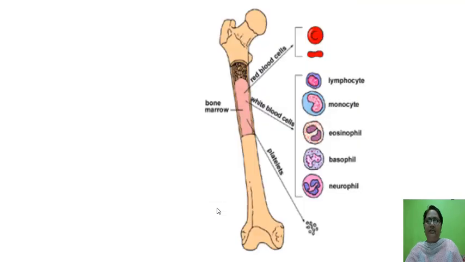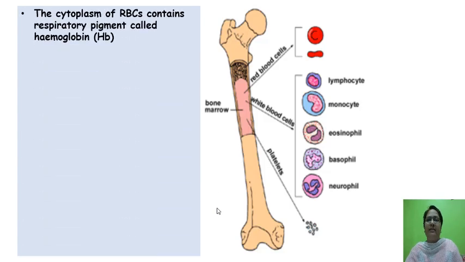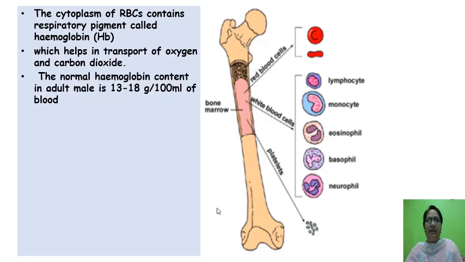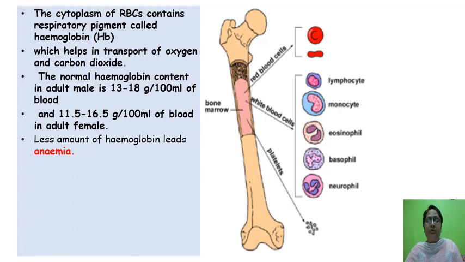Now the next slide. The cytoplasm of RBCs contains a respiratory pigment called hemoglobin, which helps in the transport of oxygen and carbon dioxide. The normal hemoglobin in an adult male is 13 to 18 gram per 100 ml of blood, and 11.5 to 16.5 gram per 100 ml of blood in an adult female. A low amount of hemoglobin leads to anemia. If the red blood cells decrease in number, it also causes anemia.